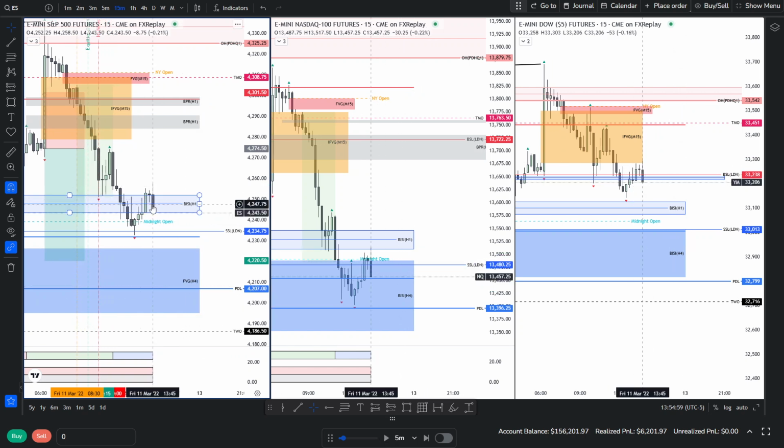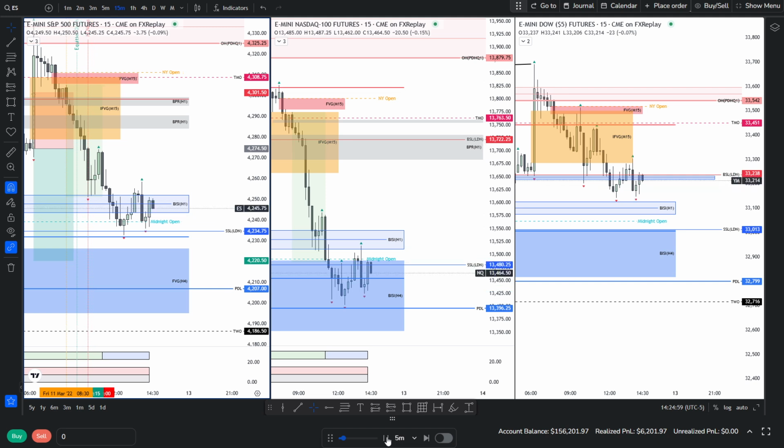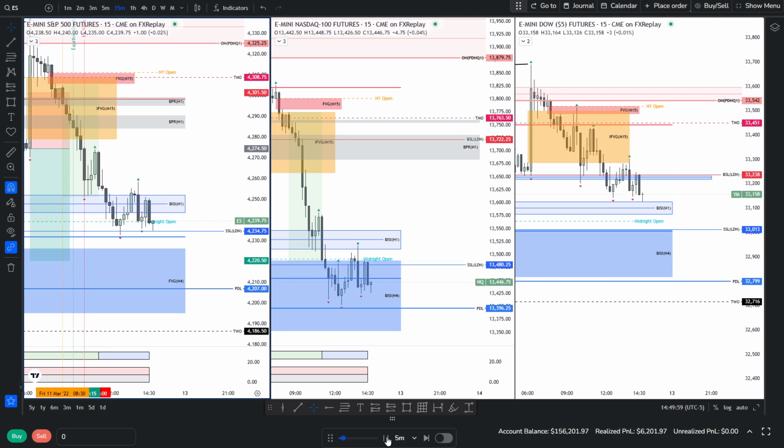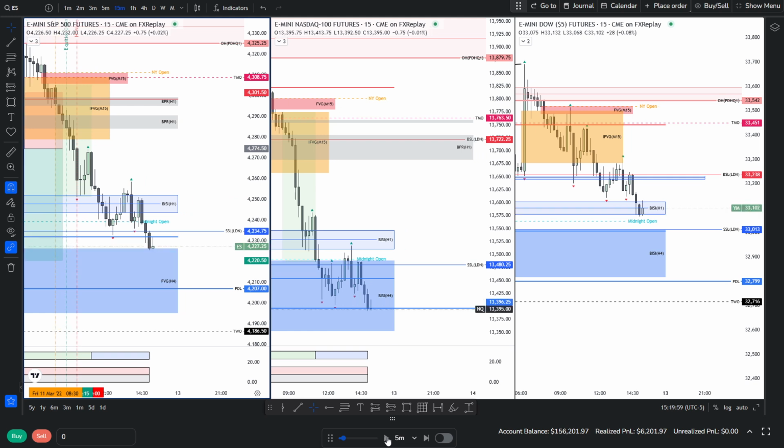We are getting to PM session. Like to see another move lower if possible, especially on NQ. There we go. There it goes. And there you go. So NQ has purged its previous day's low. So interested to see if we get below 4220 on ES.